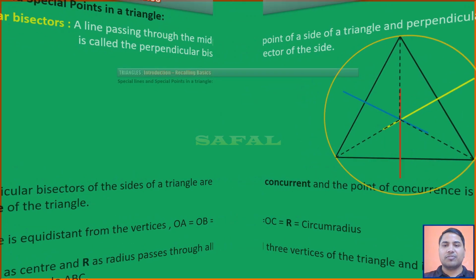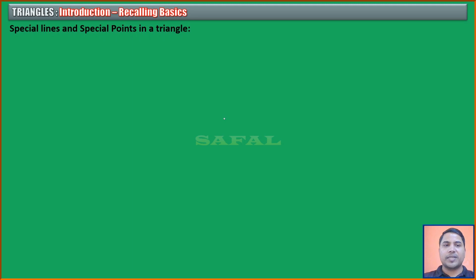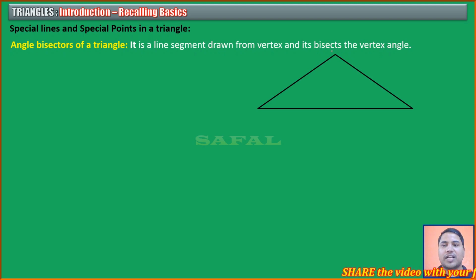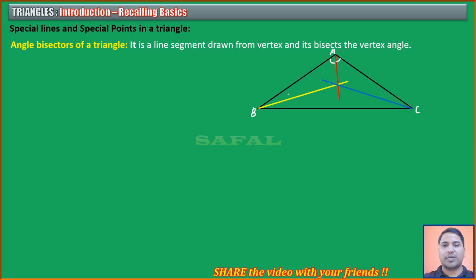So moving ahead further, the next special line we have is angle bisectors of a triangle. Of course the name is only angle bisectors. So it's a line segment drawn from a vertex and it bisects the vertex angle. Very important. So if I'm taking this triangle, let me name it A, B and C. I need to draw a line segment from each vertex bisecting the angle. Here this angle is getting bisected. Here also this angle is getting bisected, and the third angle is also getting bisected.